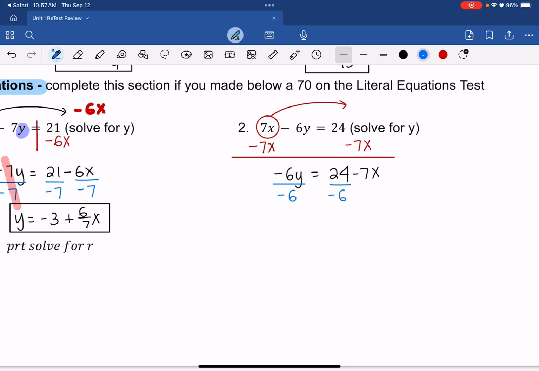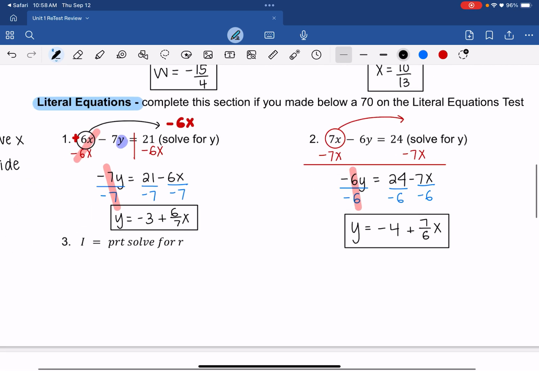So I'm just going to divide by negative 6. So negative 6 divided by negative 6 is a 1Y. 24 divided by negative 6 is a negative 4. And then negative 7 divided by negative 6 is a positive 7 over 6. But do not forget to add the X with it or multiply the X with it. So our answer is Y equals negative 4 plus 7 over 6X.